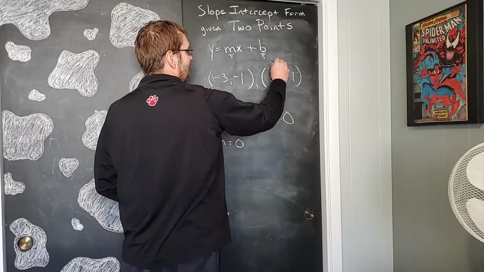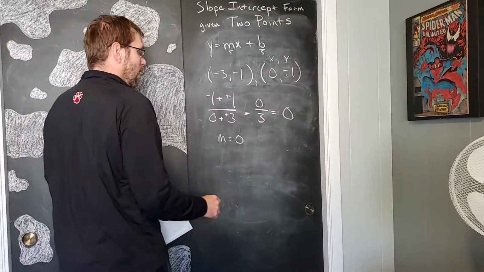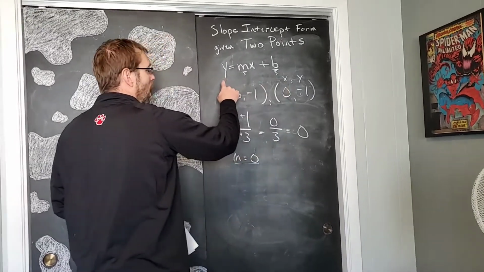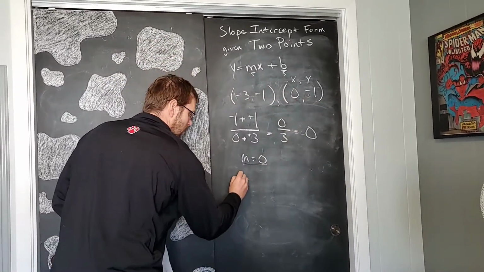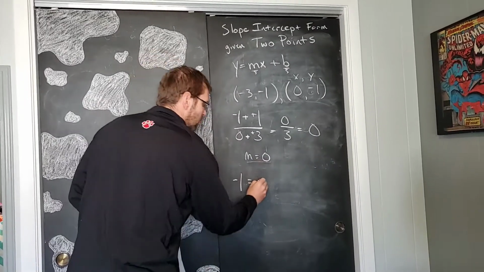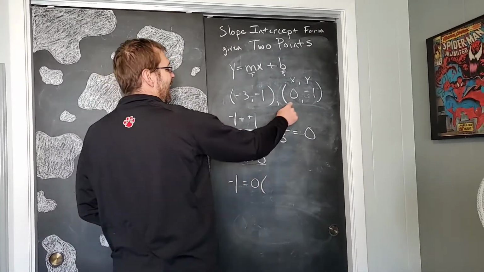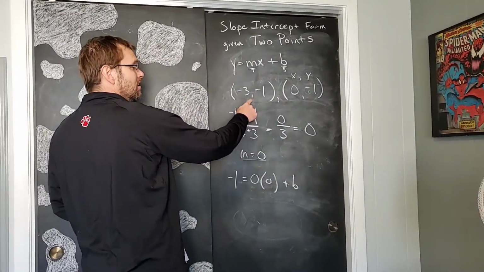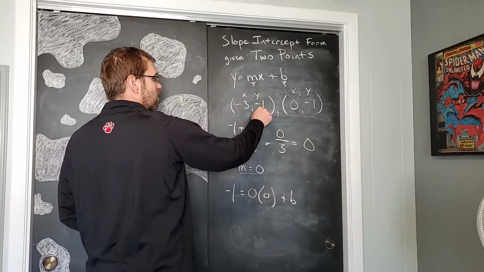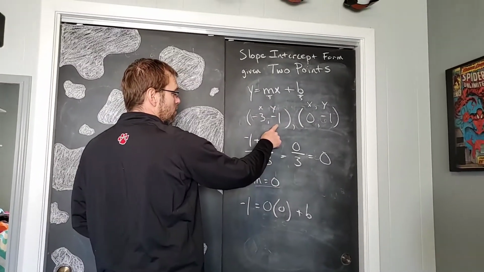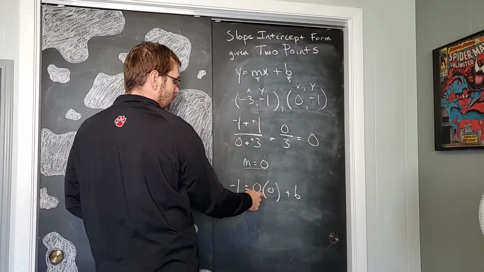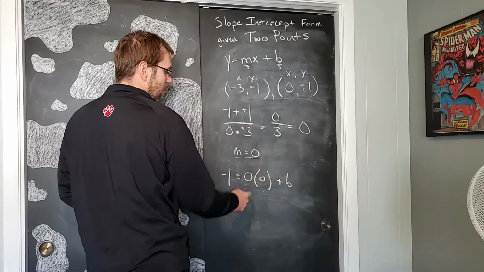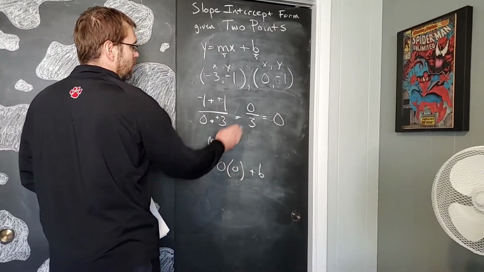So this is going to be my x, this is going to be my y, and this is going to be my m. So I'm going to use this equation. Y, which is negative 1, equals m, which is 0, times x, which is also 0 this time, plus b. If I would have used this other equation, I would have said negative 1, because that's y here as well, equals 0 times negative 3 plus b. I would use a different x and y. So I use this one.